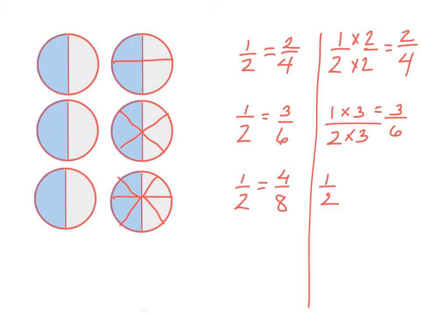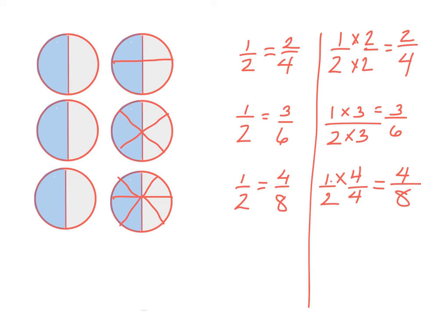Looking again, we could see that there are 4 shaded pieces, so it is 4 times as many as the numerator and as the denominator. So we would multiply this by 4, since it is 4 times as many, and 1 times 4 equals 4, and 2 times 4 equals 8. So 1/2 is equivalent to 4/8.